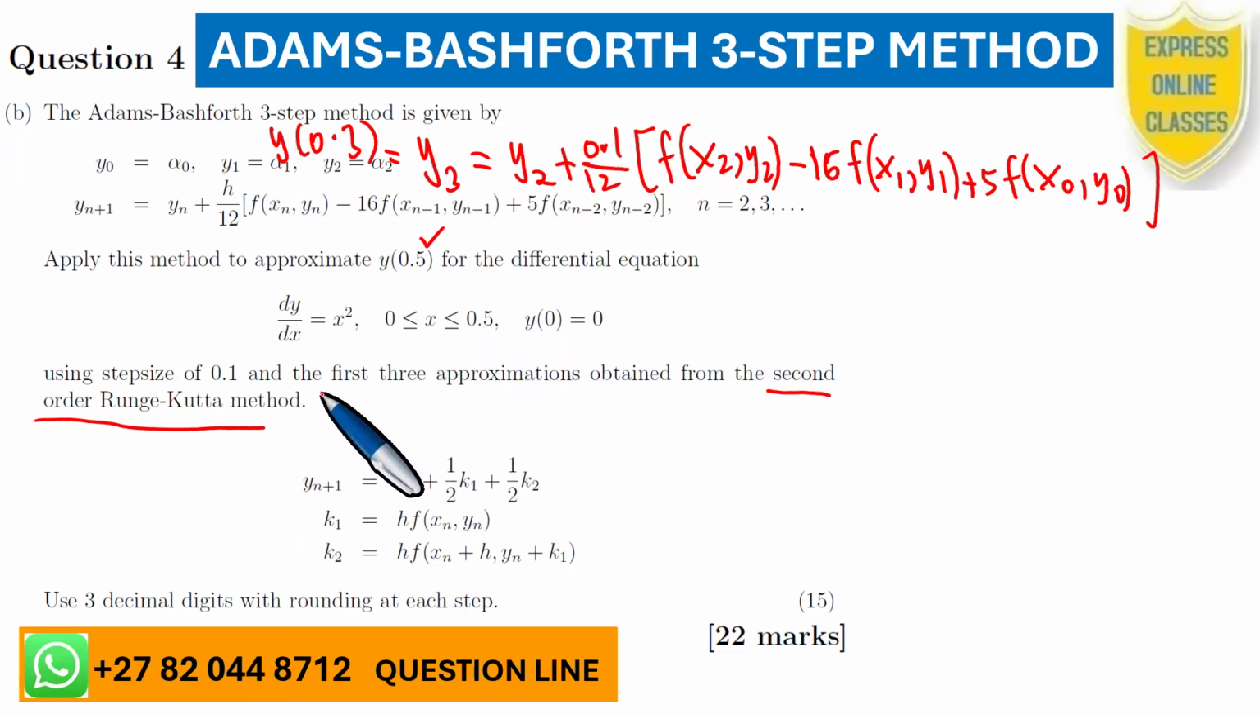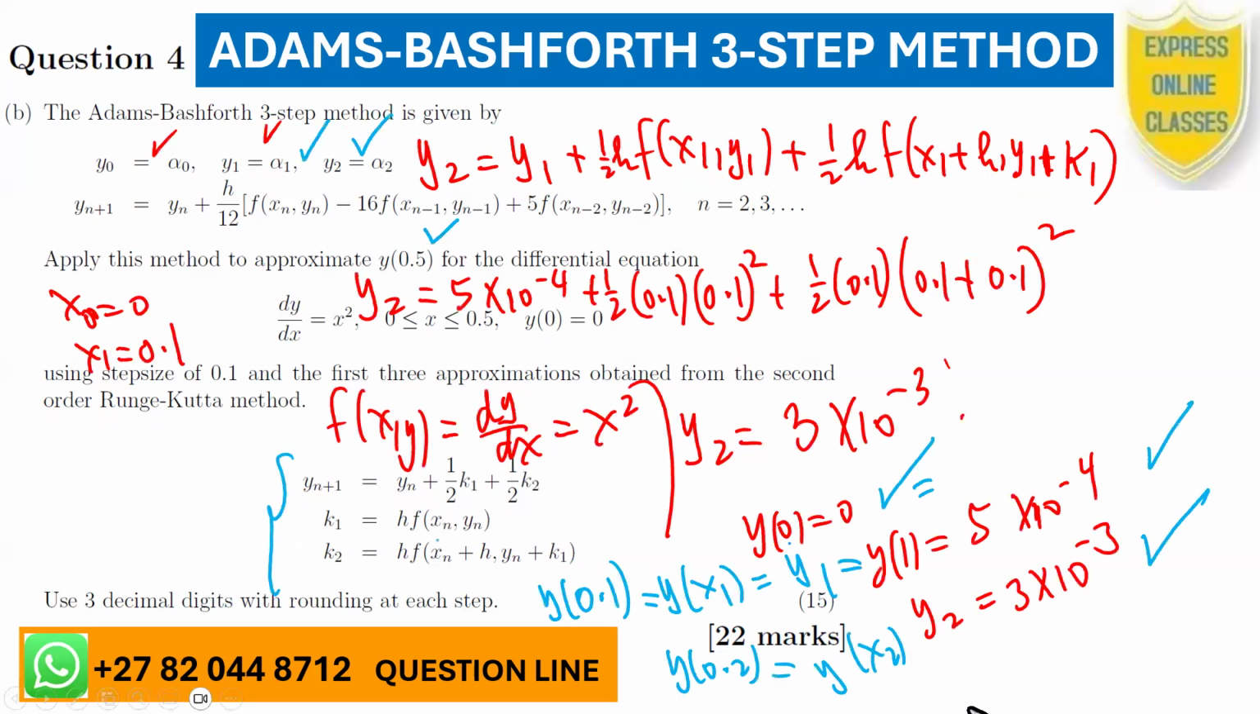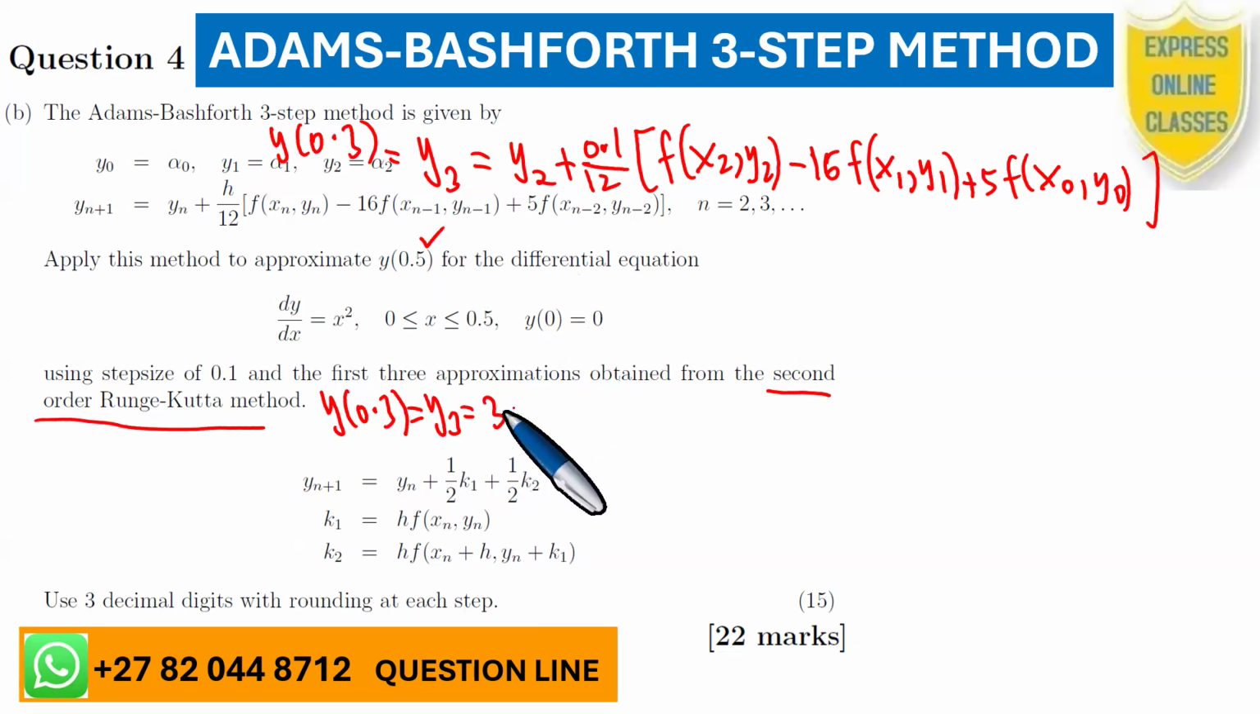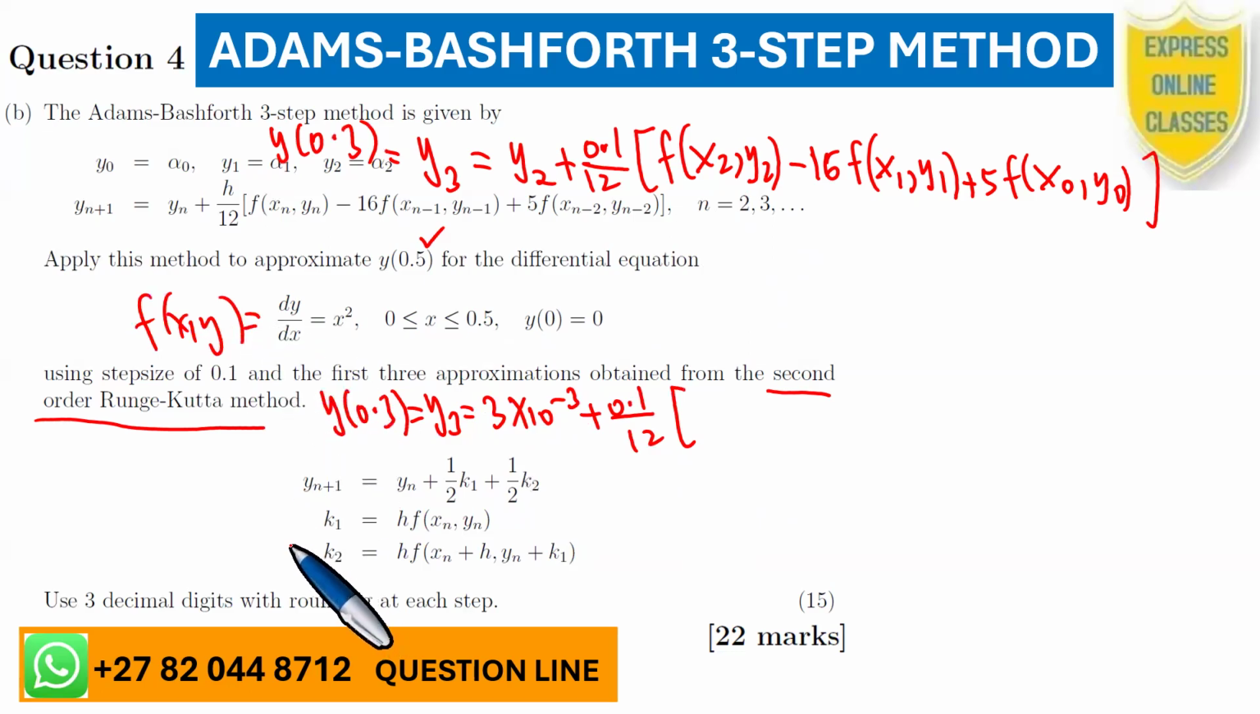If you check, y3 is exactly y2, which is 3 times 10 to the minus 3, plus 0.1 divided by 12 times f(x2, y2). But f(x, y) is the differential equation, dy/dx equals x squared, so now you just square the x. Here I'll just square x2.